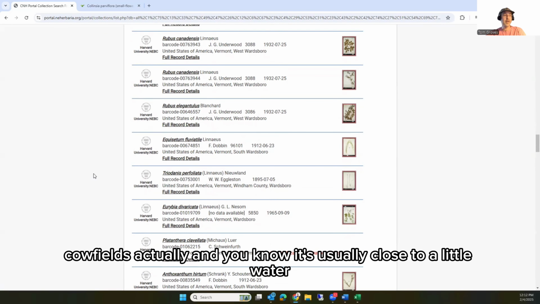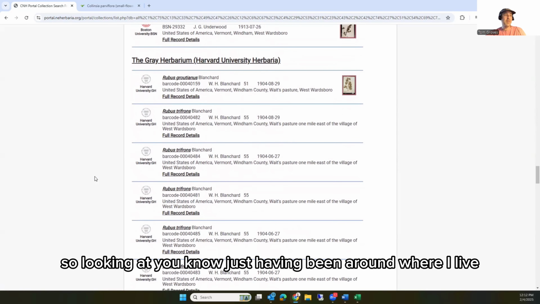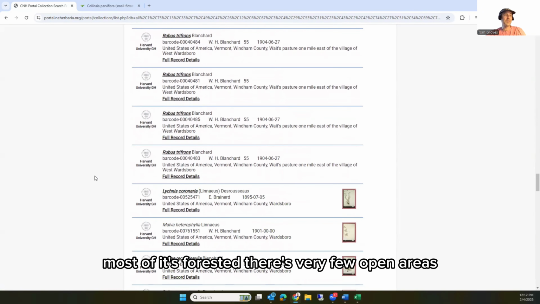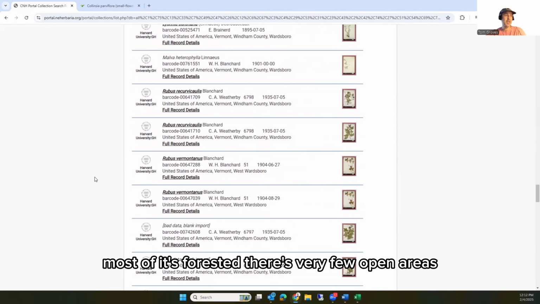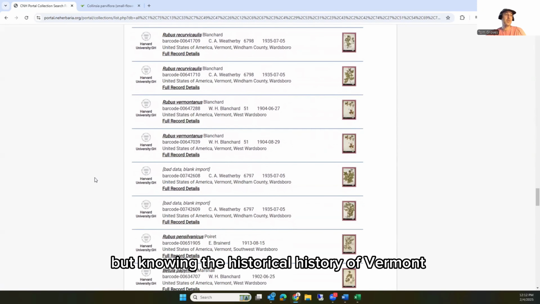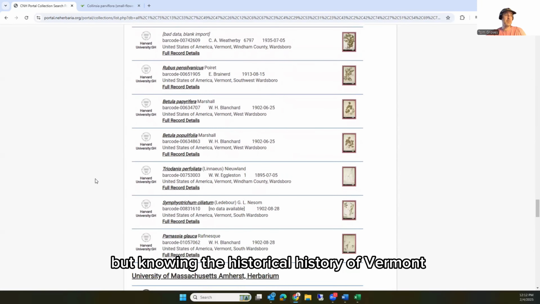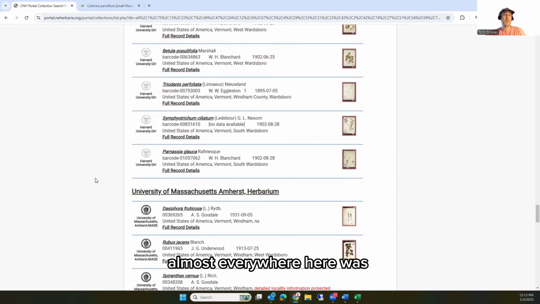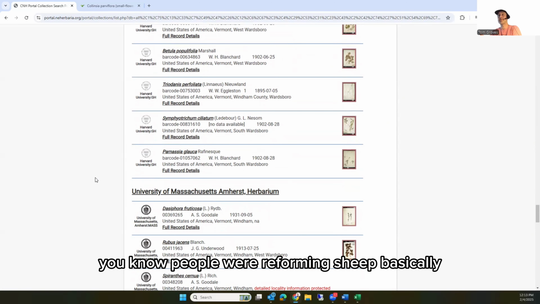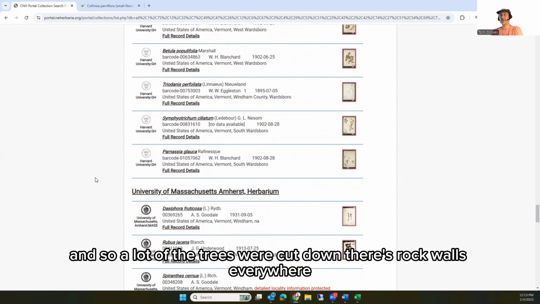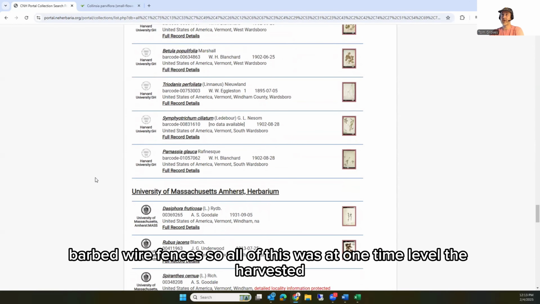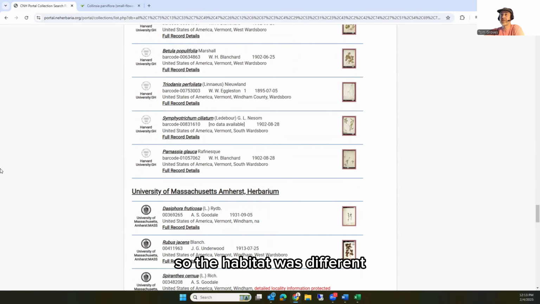Having been around where I live, most of it's forested. There are very few open areas, but knowing the history of Vermont, almost everywhere here was sheep. People were farming sheep basically, and so a lot of the trees were cut down. There are rock walls everywhere, barbed wire fences. So all of this was at one time leveled, harvested. The habitat was different. There wasn't a forest here, which there is now.